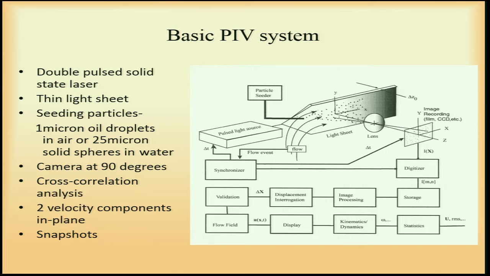Anyway, here's a typical PIV system. Pulse laser giving you two pulses, very short pulses, 10 nanoseconds. Laser light sheet, camera, then you digitize and go through a bunch of steps. The main thing is this displacement correlation to get the displacement of the images, and then from that you get the velocity by doing some further processing.